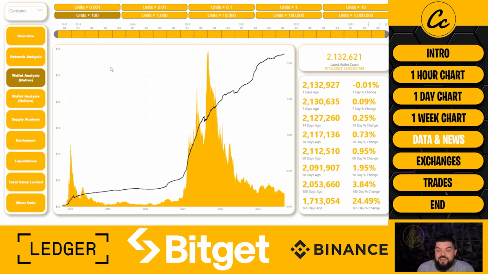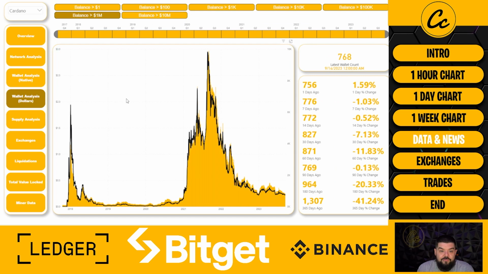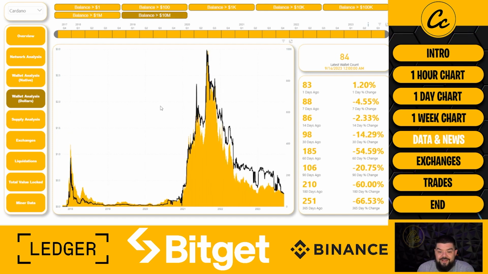And we can see the standard size wallets holding over 100 ADA at 2.132 million. Fantastic to see. Obviously, we do have the wallet analysis for dollar value. If it's for you, go in and check that one out. We can see obviously the correlation here between the wallets holding over 1 million ADA. They follow the price action. It is another fantastic way to be looking at ADA and the wallet holdings.